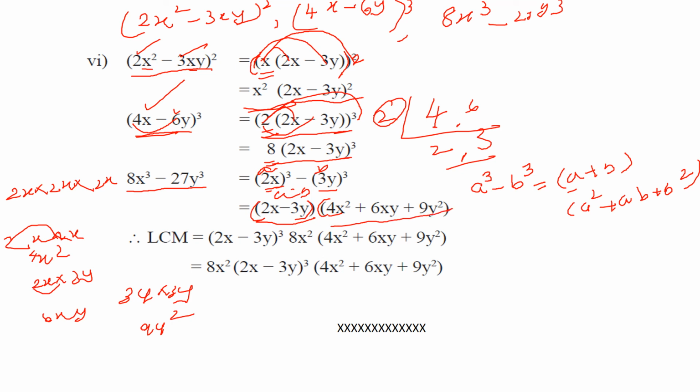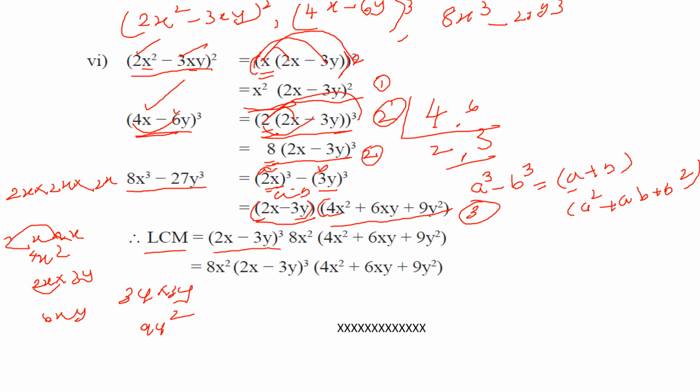So we will find the LCM. Here you see, this is the first one, this is the second one, this is the third one. In this, which one is common first? You see the power. First one, 2x minus 3y whole squared. Second one is 2x minus 3y whole cube. Third one is 2x minus 3y. Always we have to write the highest power. So write 2x minus 3y whole cube.